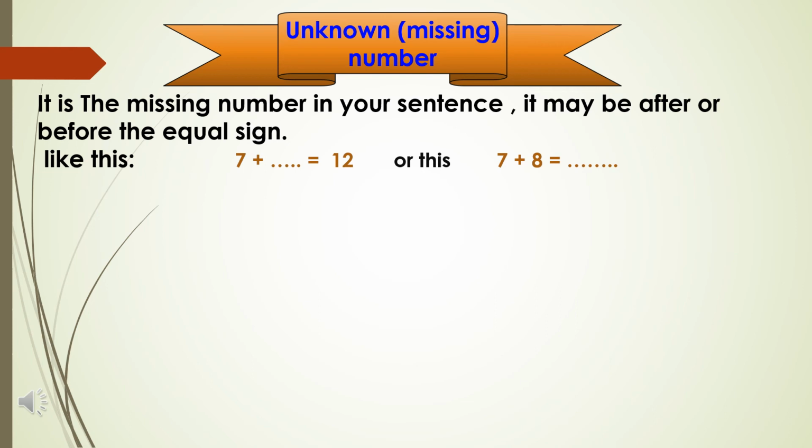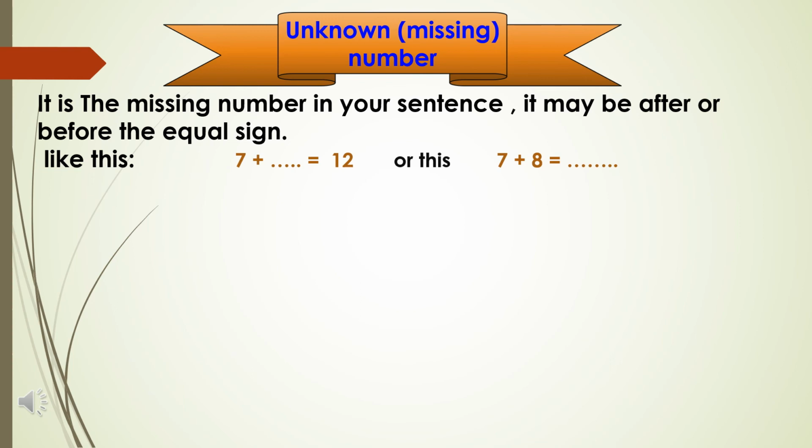We have a magical rule here. Our magical rule is when the missing number is before the equal sign, only before the equal sign, count from small to big. Count from small to big in both addition and subtraction. If it is addition, I will count from small to big. If it's subtraction, I will count from small to big. They are the same. Let's have some examples here.